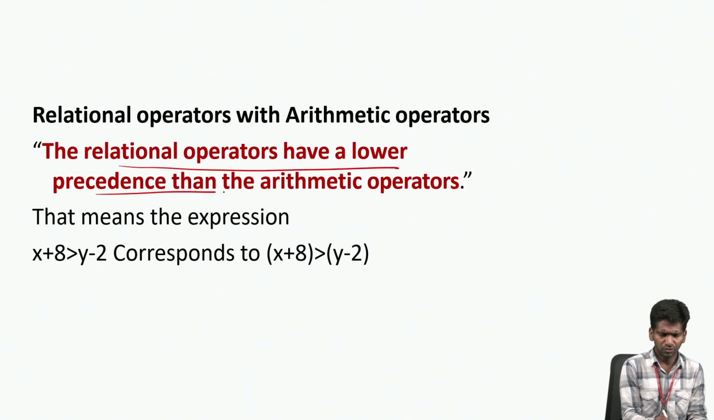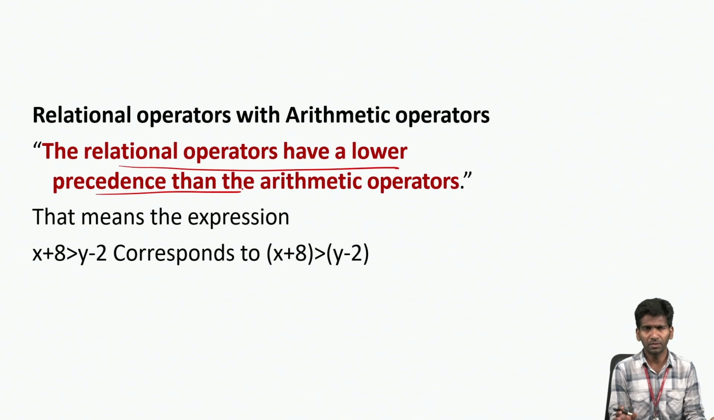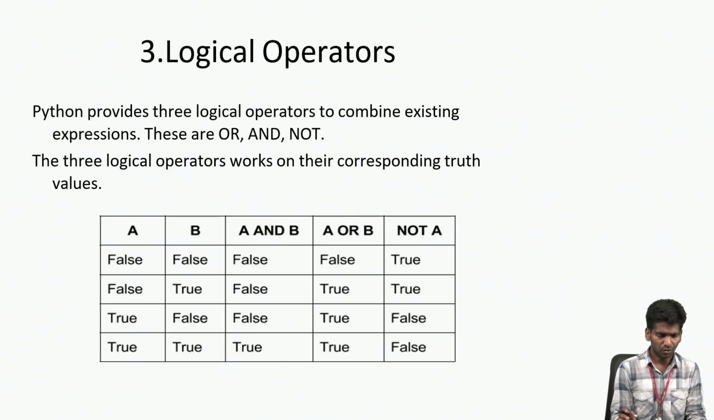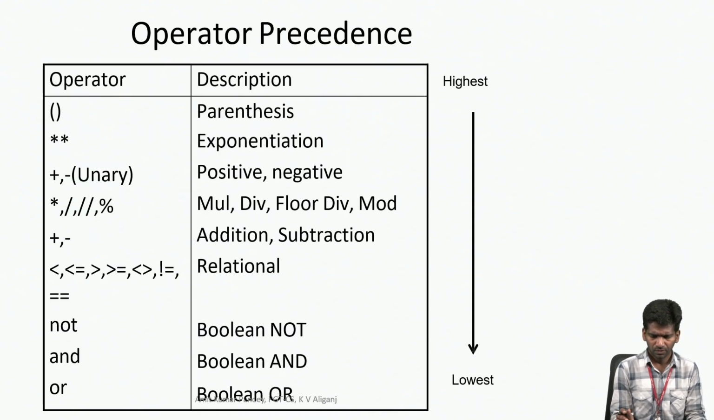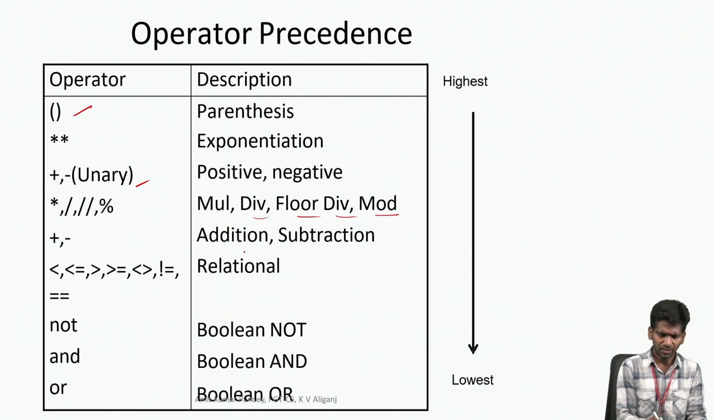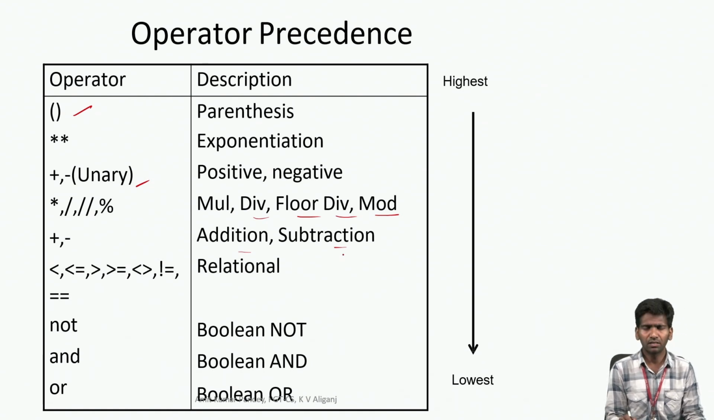If our expression consists of both arithmetic operators and relational operators, what is the order of precedence that we need to know, right? The order of precedence will be like this. First, parenthesis, then exponential, then positive, negative, that includes unary operators also, then multiplication, division, floor division, modulus. Then comes addition, subtraction. Like BODMAS in mathematics, similar to that you can remember this order of precedence also.